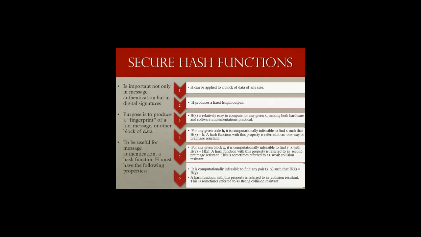And it should be computationally infeasible to find any pair X, Y so that the hash of X equals the hash of Y. And that would be collision resistant. It could also be referred to as strong collision resistant. And a hash function that satisfies the first 5 properties would be a weak hash function. And if that 6th property is also satisfied, it would be a strong hash function. And that 6th property, collision resistance, protects against a sophisticated class of attack, which is known as the birthday attack.